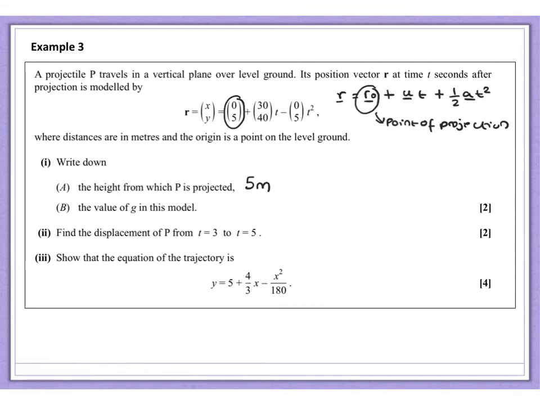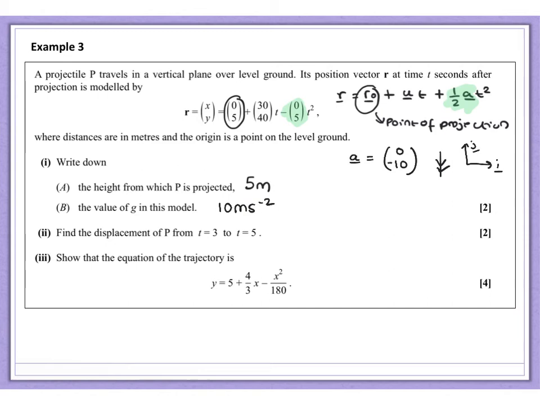Now the value of g in the model, well, we can see from here, this part here gives us our half a, and so the acceleration that they're using is a equals 0, negative 10. So that means the value of g that they're using is 10 metres per second squared. It's negative because we've defined i and j in these directions here, and of course the acceleration is downwards like that. So there we are.